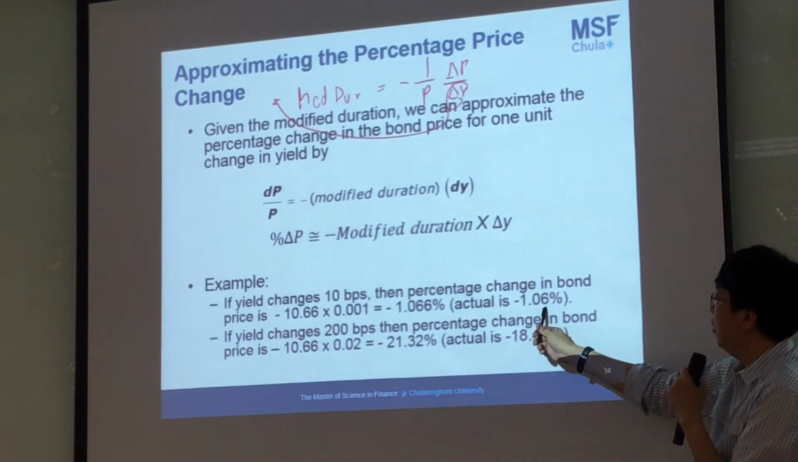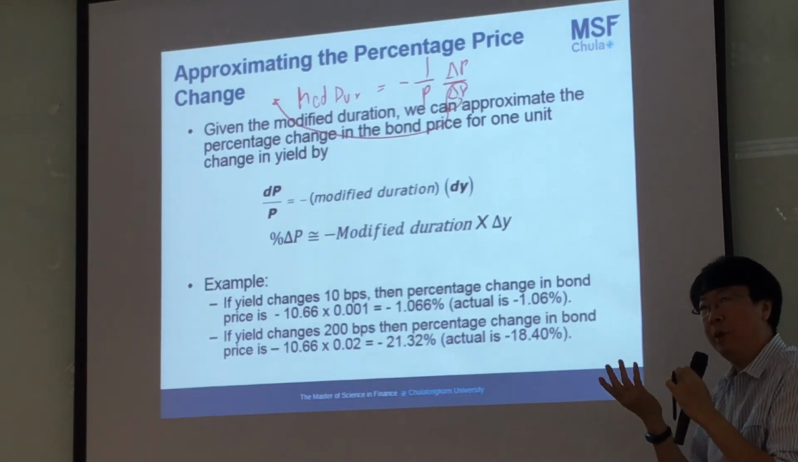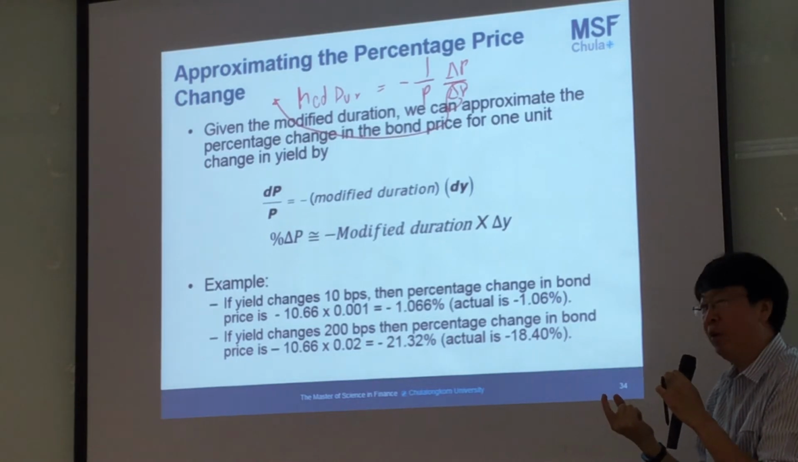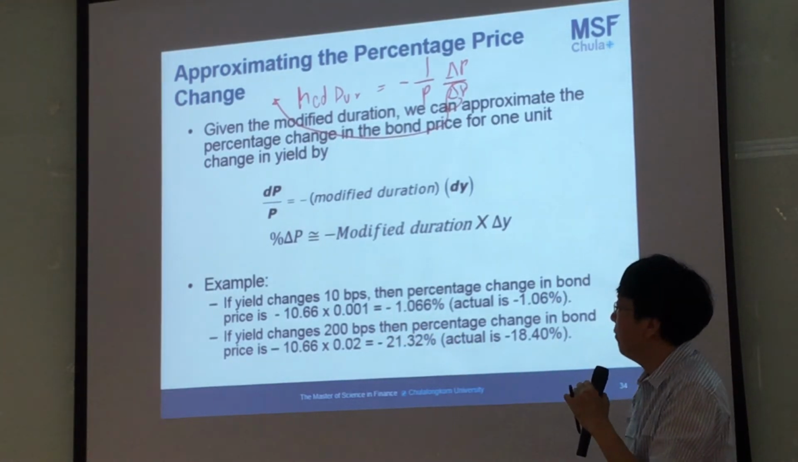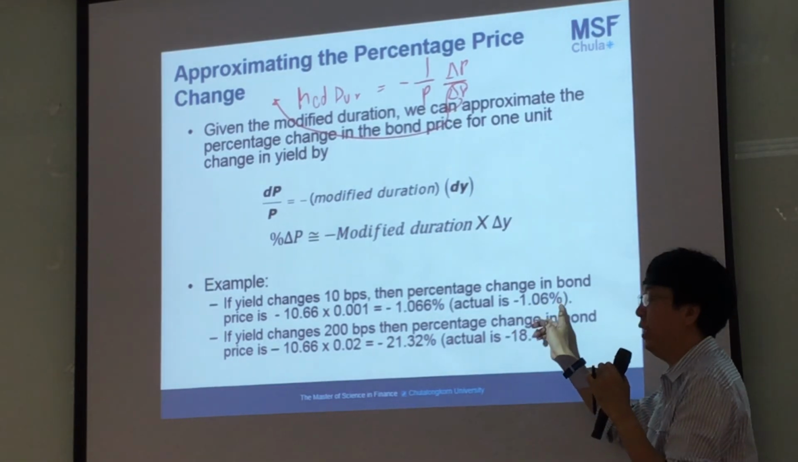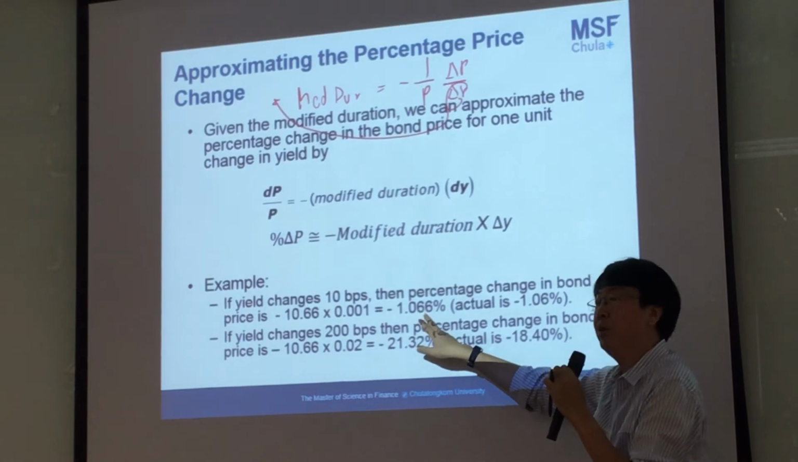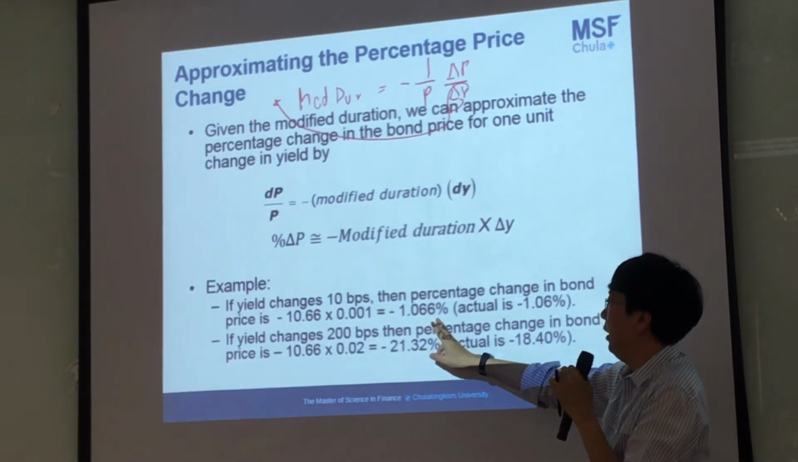The actual is very close. You can see that this is the actual, if you use a full valuation, where you re-estimate the value of the bond price by just changing the yield. This is the actual change, 1.06%. This is the approximation using the duration, 0.066%.